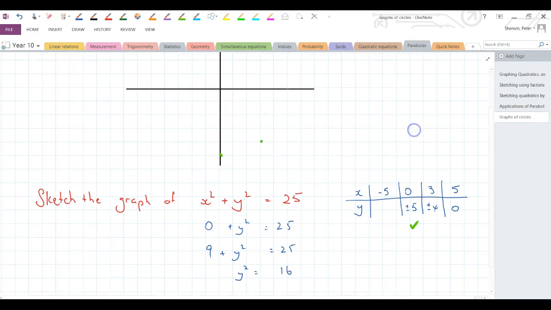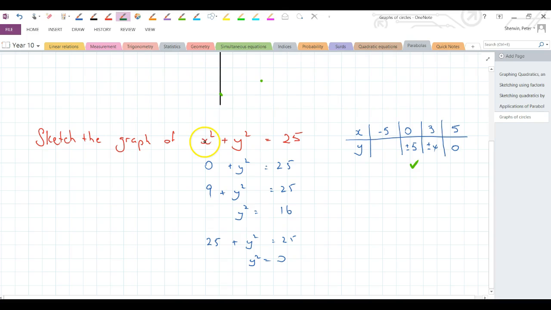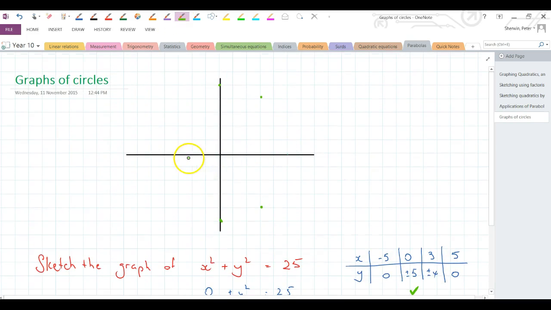Here we go. Now let's have a look at some negative values. When x is minus 5, what happens? Well, when x is minus 5, you square minus 5, you still end up with 25, don't you? So we've still got the same thing for when x is minus 5. So I'm going to have 0 here for y when x is minus 5. So 1, 2, 3, 4, 5, I've got that there.